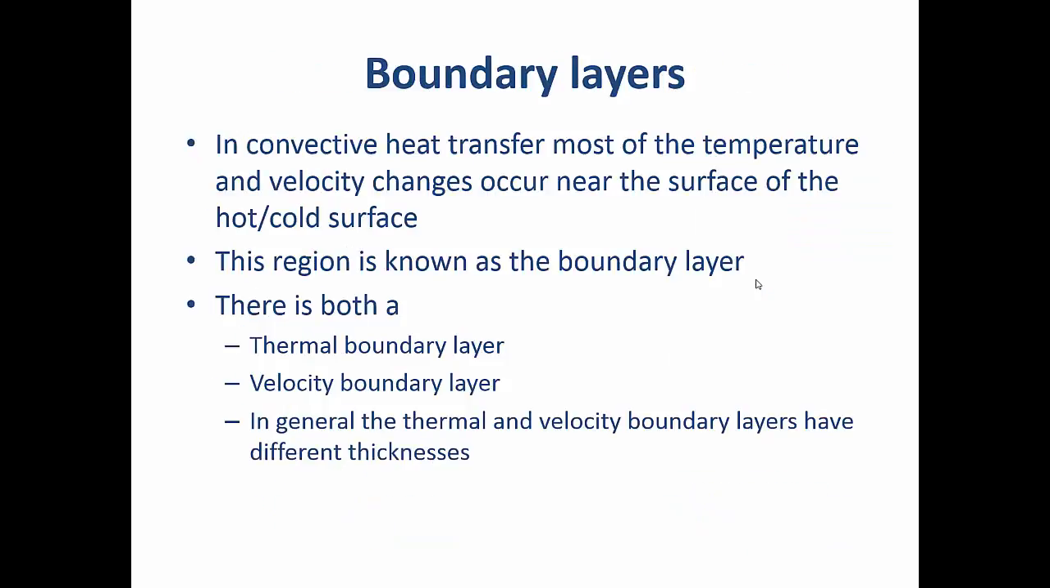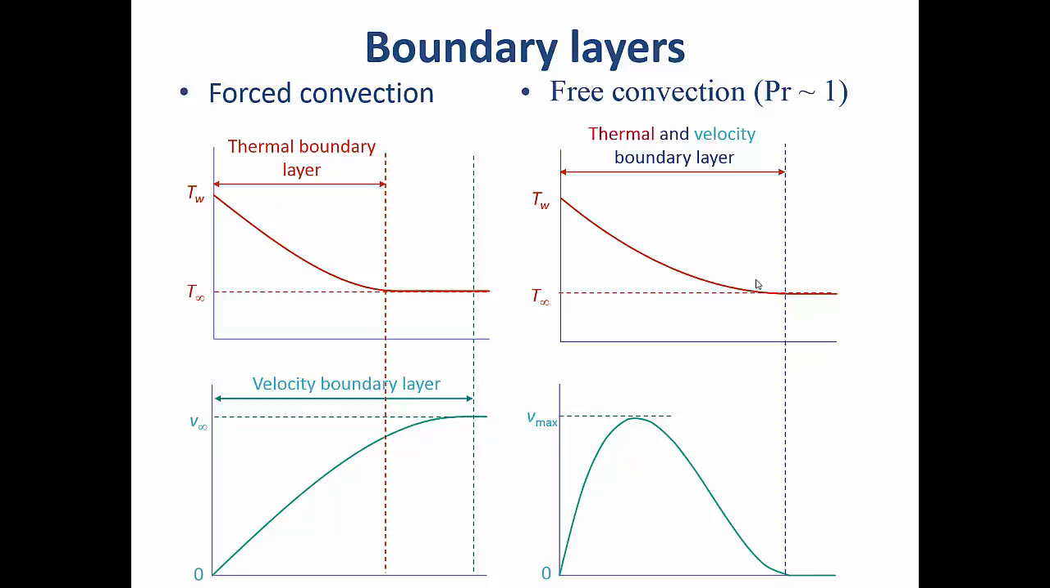When we're dealing with convective heat transfer, it turns out that most of the temperature and the velocity changes actually occur near the surface of a hot or cold surface, and that region of the fluid is known as the boundary layer. Unfortunately, there is actually both a thermal boundary layer and a velocity boundary layer that are not in general the same in terms of their thicknesses, but nonetheless, in both cases, the changes in velocity or the changes in temperature are limited to a region near the surface that we're dealing with.